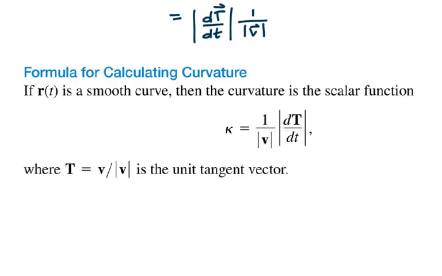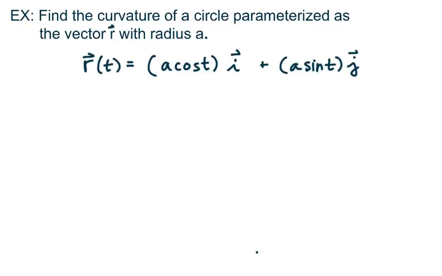So now let's do an example. In this example, we're going to find the curvature of the vector r. This vector is representing a circle in parametrized form. The circle has a radius a, so a cosine t i plus a sine t j. If you thought about that in polar coordinates, r cosine theta plus r sine theta, that would give you a parametric circle. We want to find that curvature.